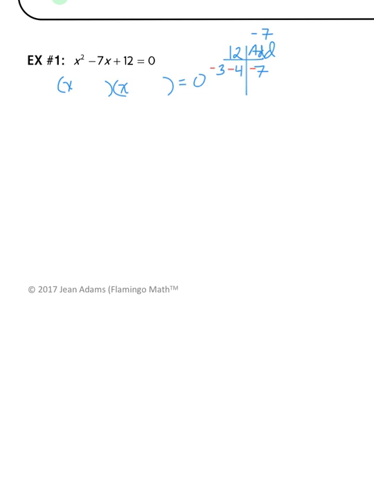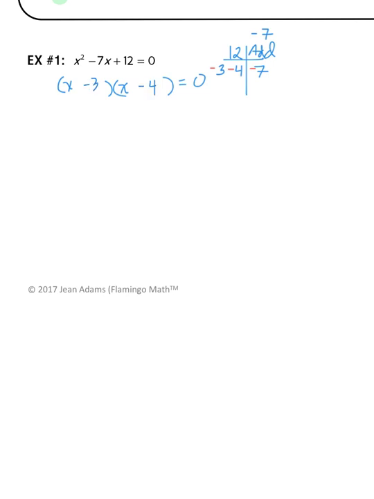So we already know that x squared is going to get broken into x and x. And the factors of 12 that add to give me, in this case, a negative 7, would be 3 and 4. Now my 7 is negative, so both of these would have to have a negative for that to work. And so I'm going to put a minus 3 here, minus 4 here.